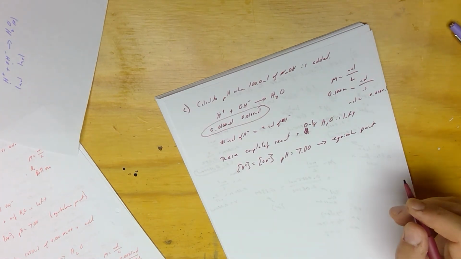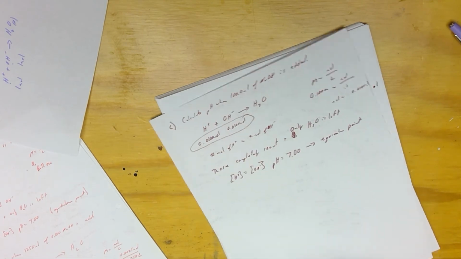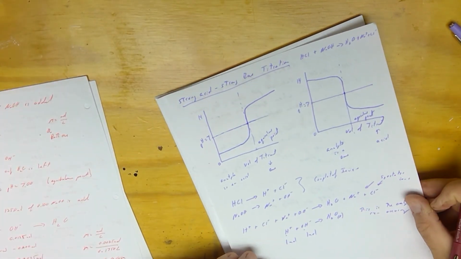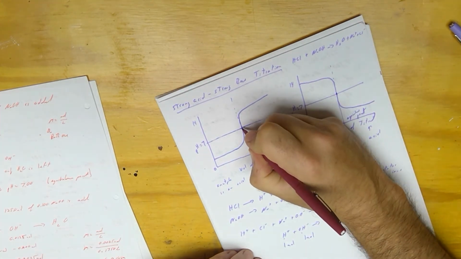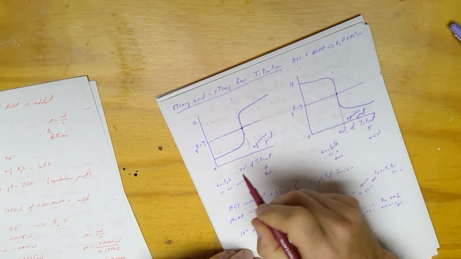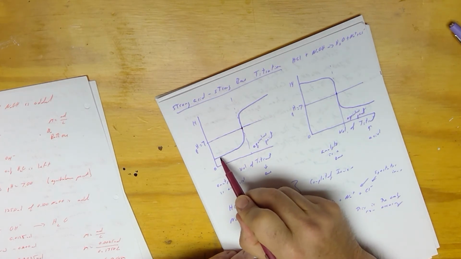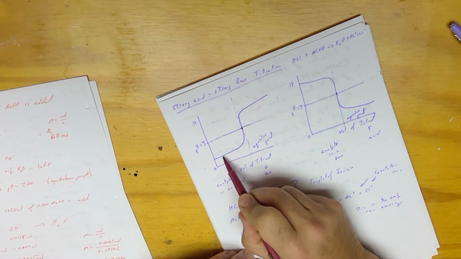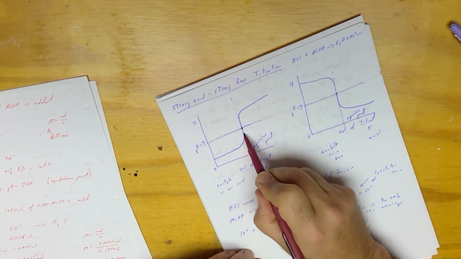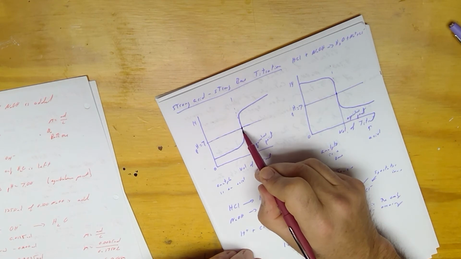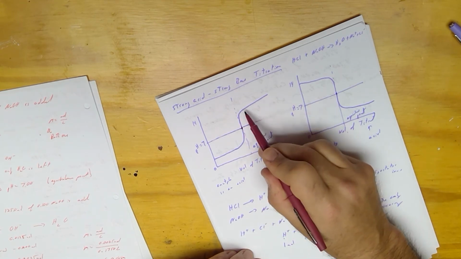Now, where on the curve are we? That's right here. This is our equivalence point. We started here, we started to add some base, and we did a calculation somewhere in here. Then we kept adding base, and eventually it shoots up and we reach a pH of 7, which is our equivalence point. And what we're going to do now is one up here.